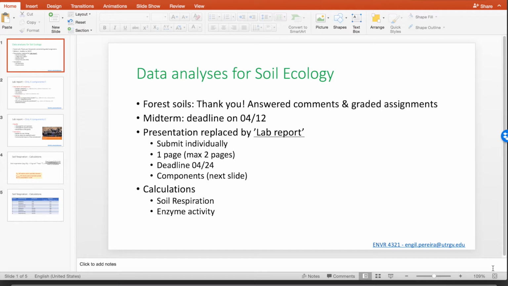And the report can be about 1 page, maximum 2 pages. You can increase the number of pages by adding your photos, but the purpose is to have something simple that you can do. It won't take too much of your time to prepare, but will reach the purpose, which is for us to calculate your data, look at it, and make the interpretation. That's the purpose of this lab report. Okay, the deadline will be on the 24th, so we still have a few weeks.